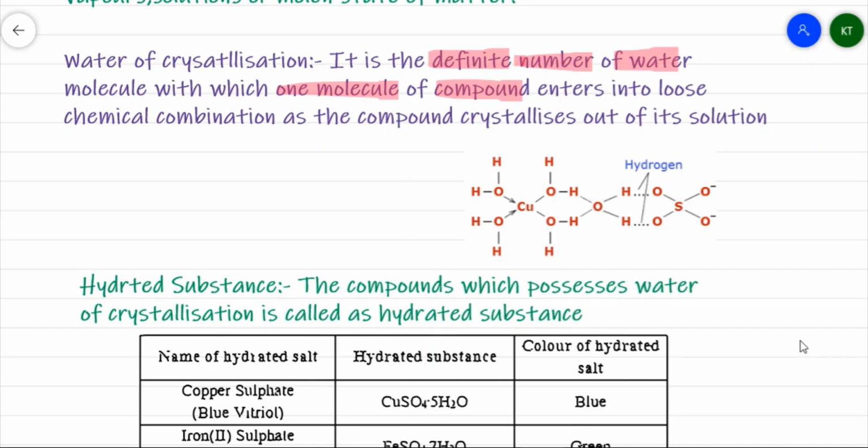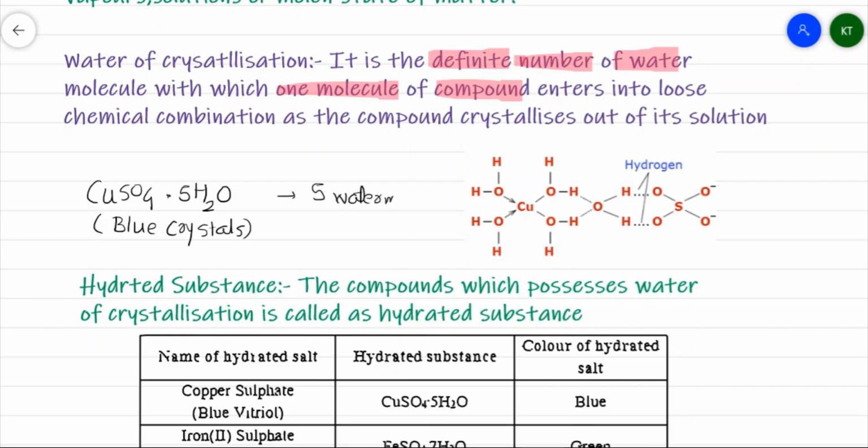So basically it's a definite number of water molecules with which one molecule of a compound enters into loose chemical combination. That is water of crystallization. Let me have a simple example here, copper sulfate pentahydrate. These are blue crystals. Now if you observe here, there are 5 water molecules.